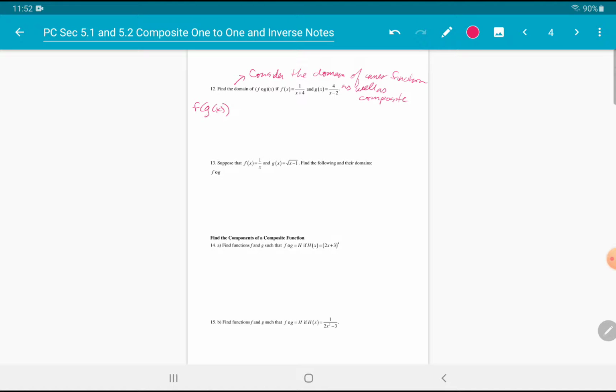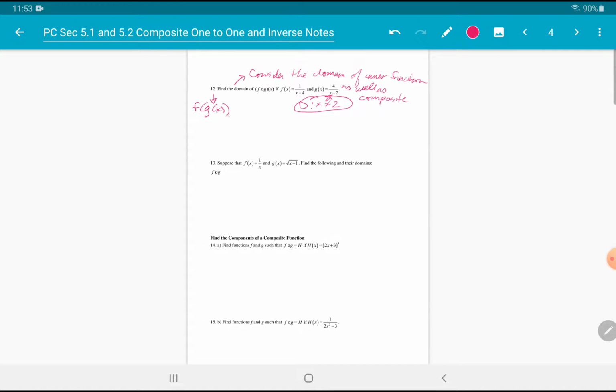Okay, so when you consider the domain of the inner function, which is g, and the inner function of g is right here, 4 over x minus 2. Its domain, we know that this is a rational function, and the only restriction we have is that x minus 2 on the denominator. We know it can't be 0, so therefore we know that x cannot equal 2. Okay, so that's something to remember, that the domain cannot have a value of 2.